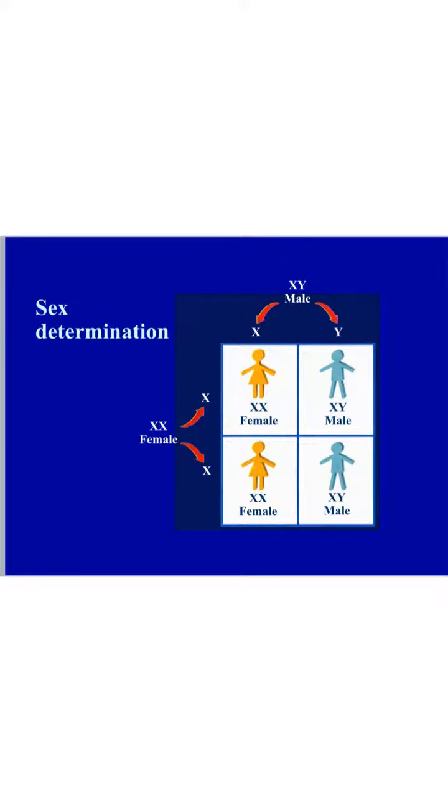All right, so when you're looking at sex determination, you're going to have your male up top there. You're going to have your female here to the side. You do your crosses. XX is going to be female. XY is going to be male. So there's basically a 50-50 chance that you're going to have either a male or a female.